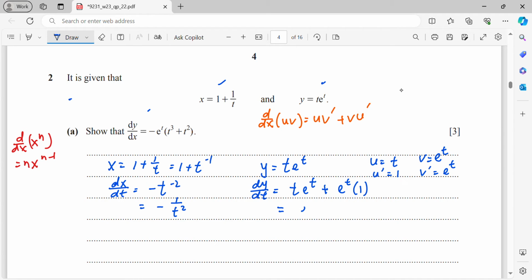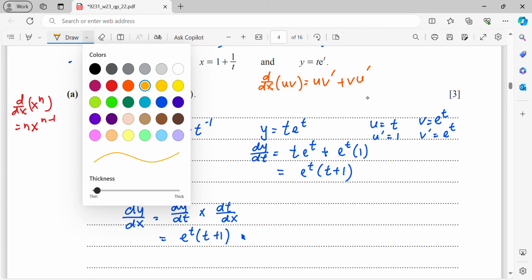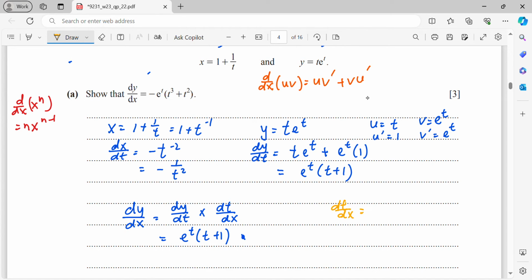From here, the e^t is in common, so I can factorize it out. And now, to get my dy/dx, this is basically dy/dt times dt/dx. That is going to be e^t times (t plus 1), multiplied by dt/dx. For your information, dt/dx is the same as 1 over dx/dt. That means now I need to take the inverse of this, 1 over that. So it will be 1 over negative 1 over t squared.